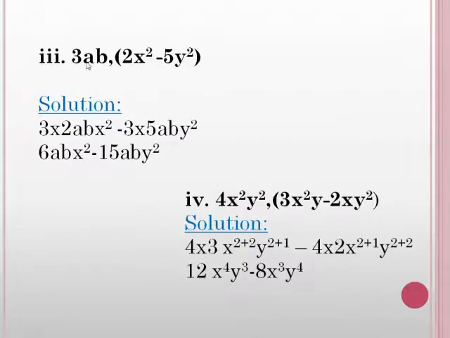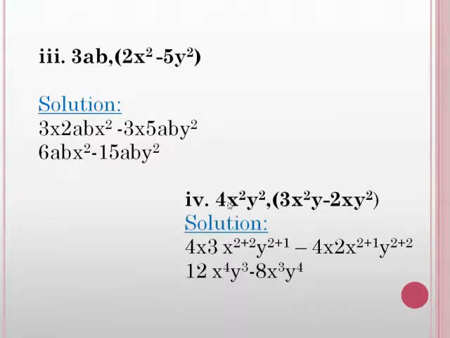Now in the third part we have 3ab, and the second expression is 2x square minus 5y square. The solution is 3 multiplied with this coefficient, which is 2, and ab is as it is and x square as it is, because both are unlike terms and the variables are unlike here. So we write as it is, minus sign, and we multiply 3 by 5, ab and y square as it is. Now the coefficients are multiplied with each other, and here we get 3 2s are 6 ab x square, and here we have 3 5s are 15 ab y square.